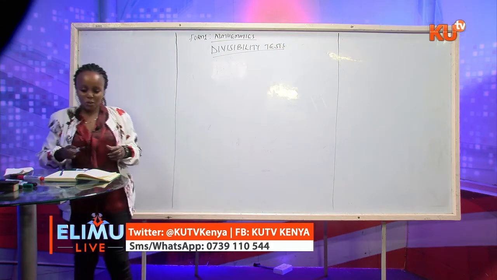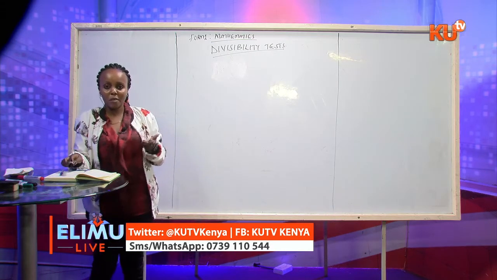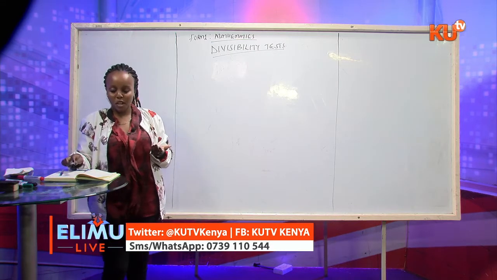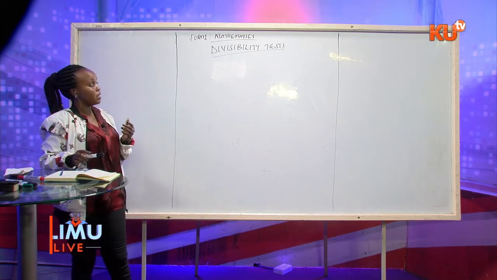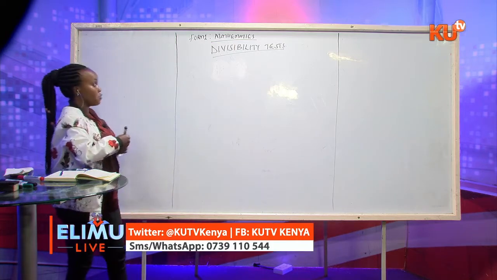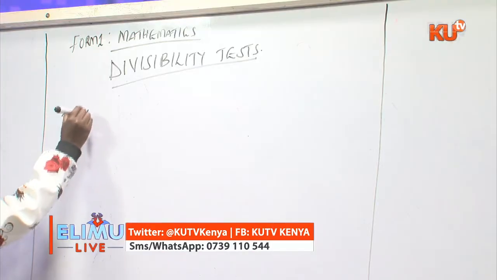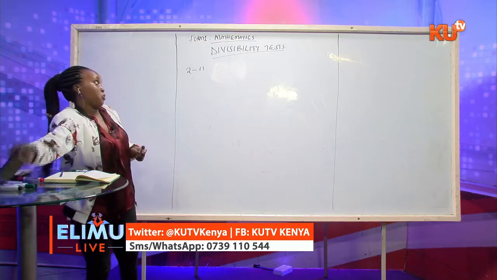So, in this topic today, we are going to deal with how we are going to know that a number will be divisible by a certain number without necessarily going to divide that number using the long method. So we have divisibility tests that start from 2 up to 11. Right away I'm going to start with the divisibility test for 2.